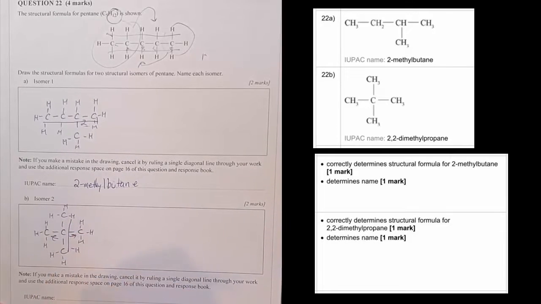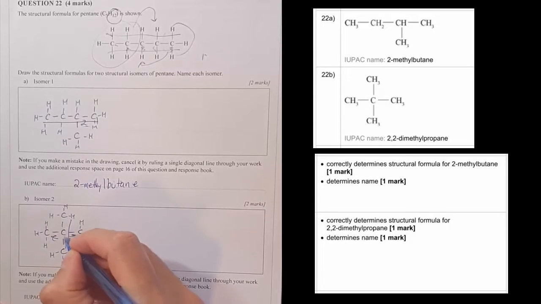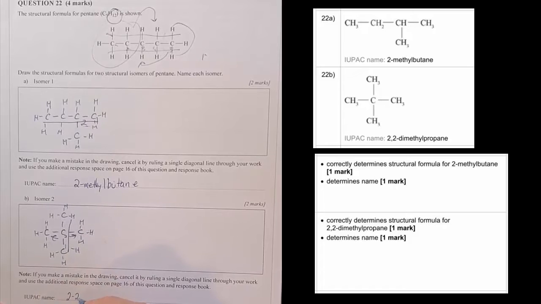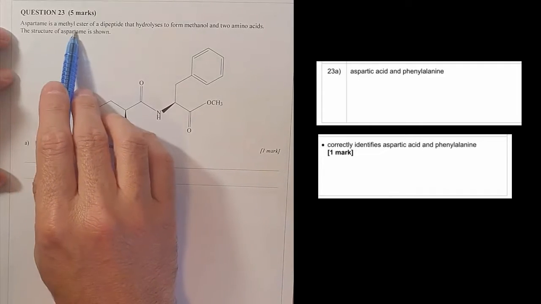So that's propane. So there is a 2, 2, so that's a 1, 2, commas, oops, 2,2-dimethyl propane. No problems. Okay, question 23.